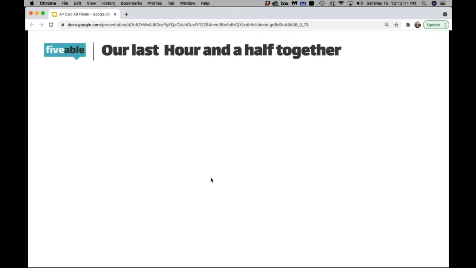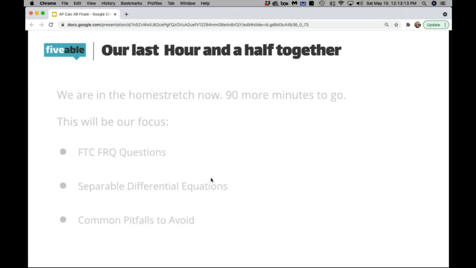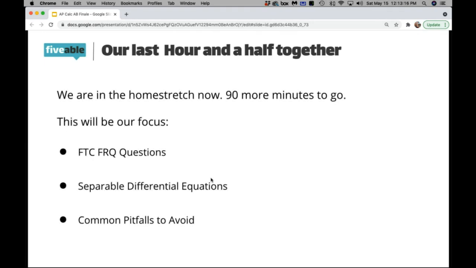And for our last hour and a half together, here's what we're going to be focusing on. We're going to be talking about, first of all, what I call a fundamental theorem of calculus free response question. I call it a super FRQ. It's going to be a little bit longer than you'll see on the exam, but what it's going to do is get you ready for every type of question that they might ask with that type of problem. Okay. Then we're going to turn our attention to separable differential equations.